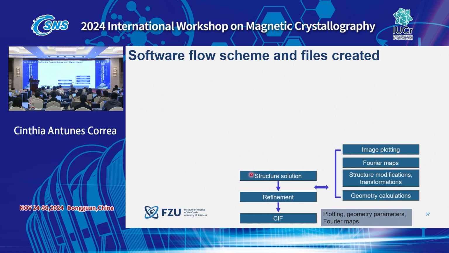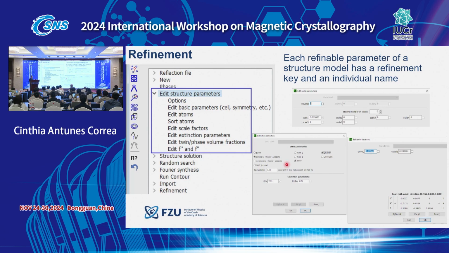Once you have the solution, we can already go for the plotting or calculate some Fourier maps, to see some difference Fourier as well to solve your structure, or do some modifications, some transformations, and so on. And then we go for the refinement. For the refinement, you have many, many options. I will show you here a few of them.